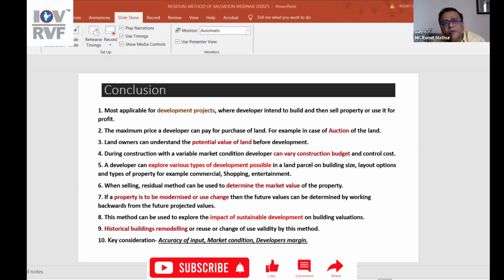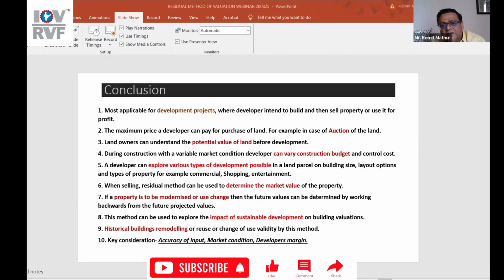Or the property is unique, like there is a 500 square yard plotted colony, and there 2 acre of land is available to develop a group housing. Now you can't use the market value of 500 square yards. You have to work out the development potential depending upon the FSI. Because FSI for 500 square yards will be very different from an FSI for 2 acres. So this is a very good example.